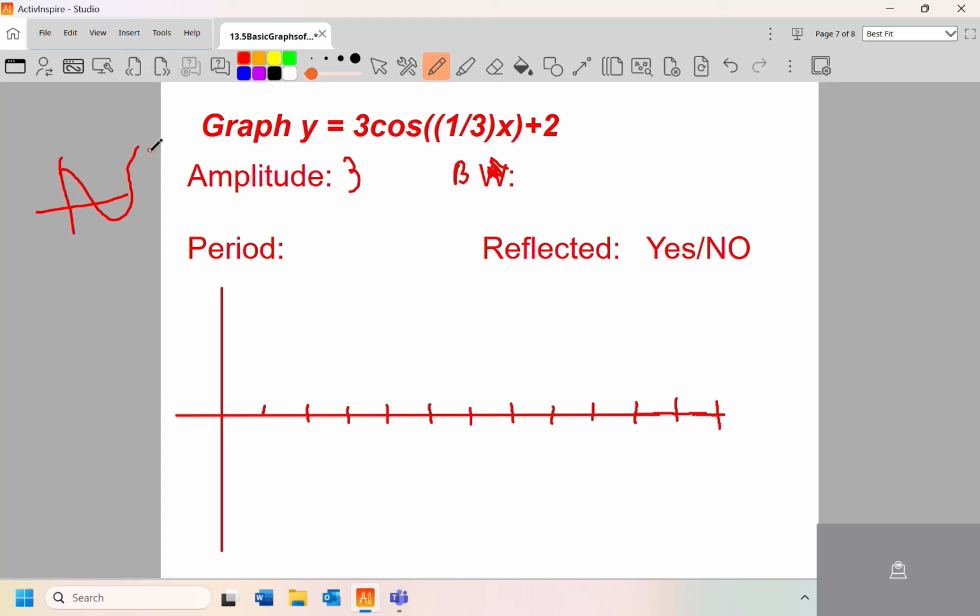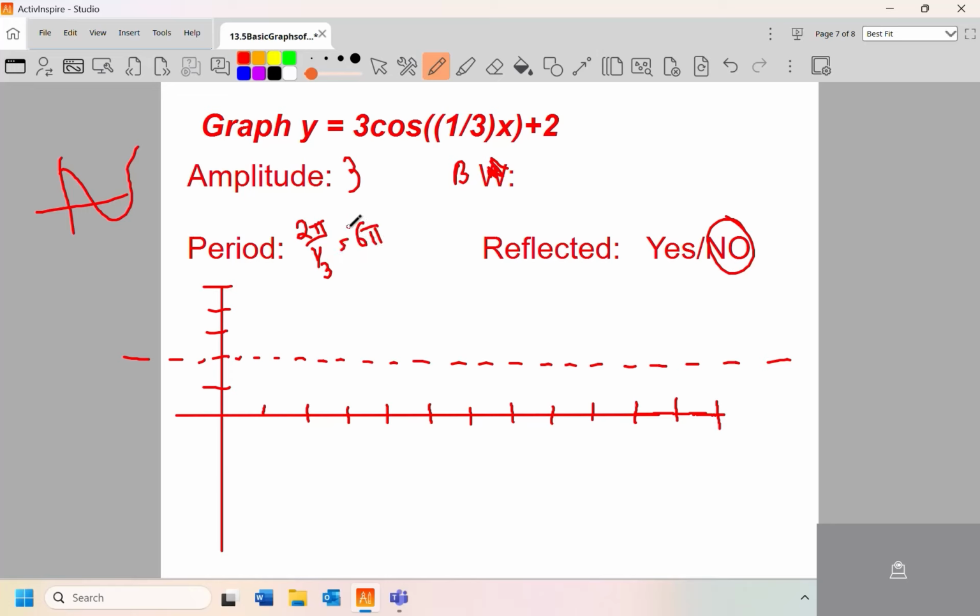She has been shifted up 2, and she's going to rise 3 points. So I need to actually go all the way to 5. 1, 2, 3. Because this is the midline. And unlike the last one, I'm not going to draw the wrong thing on this one. That's positive. It hasn't been reflected. The period is going to be 2 pi over 1/3, which is 6 pi.